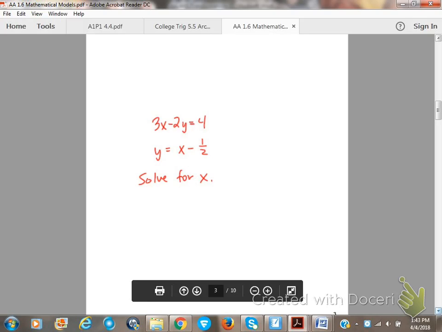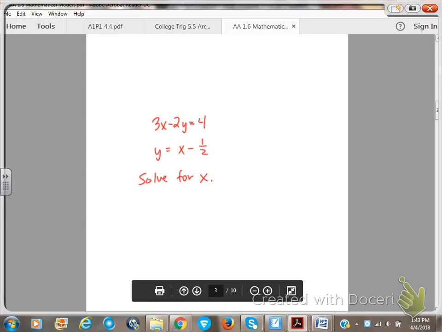All right, now, down here, what are we going to do with this x minus 1/2? Plug it in where? Y, on the first one. So this is going to look like 3x minus 2, and then in parentheses, x minus 1/2, and it equals 4. Does everybody understand how we're replacing the y with the equation there?